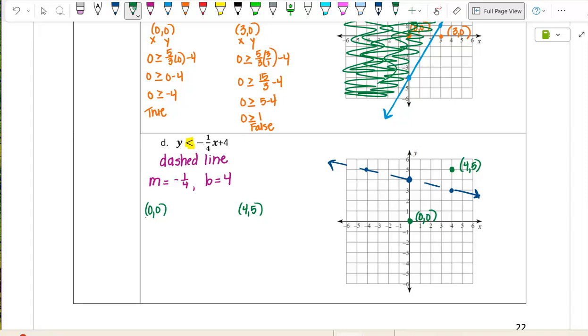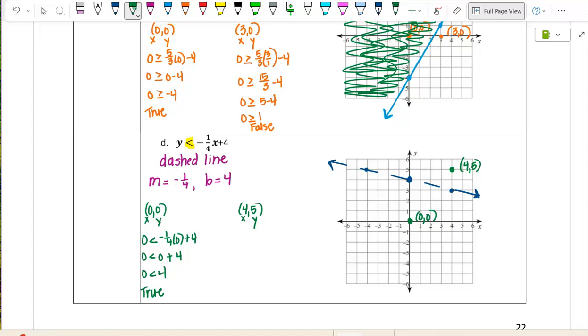So again, making sure I remember these are giving me an x and a y. So 0 is less than negative 1/4 times 0 plus 4. 0 is less than 0 plus 4. So 0 is less than 4. Is that a true statement? Yes, 0 is less than 4.